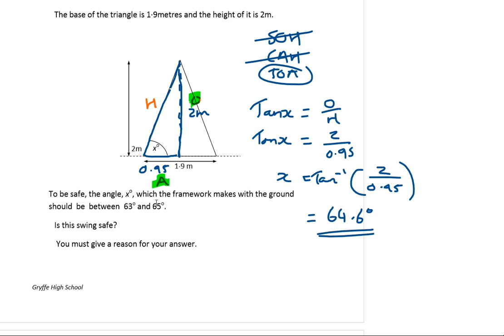So the angle is right in the middle of the sweet zone. So I would then say, yes, it is safe, as 64.6 degrees is between 63 and 65.